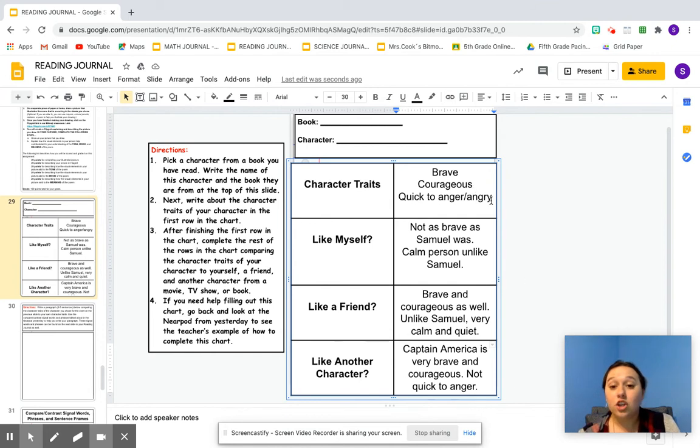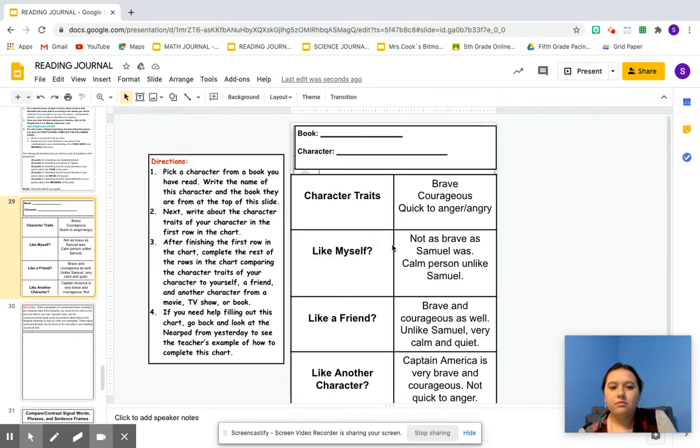So that's what you will be doing tomorrow. I want you to pick a different character than the one I chose. So pick a character from another book you have read sometime in your life. Make sure you write what book they are from, what character they are, and then complete this chart. And then you're going to have to write a paragraph about your chart, and there's more information about that here that will be in your reading journal. So make sure that you complete that.